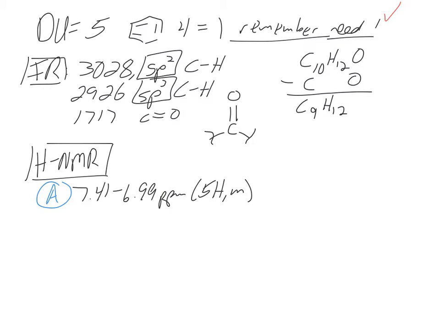But it is telling us some information about the benzene ring, because let's think about this range. At 7.41 to 6.99, what kind of hydrogens are in that range? Look at your tables. What range is that for?